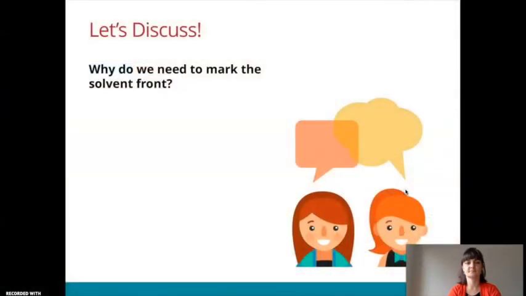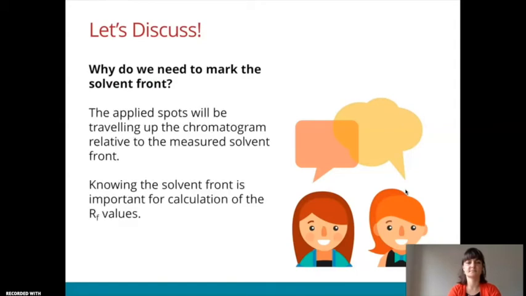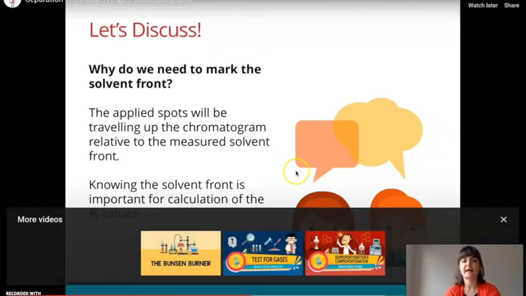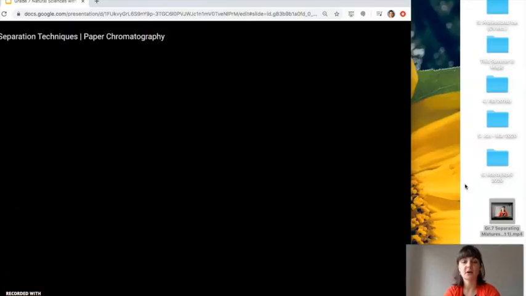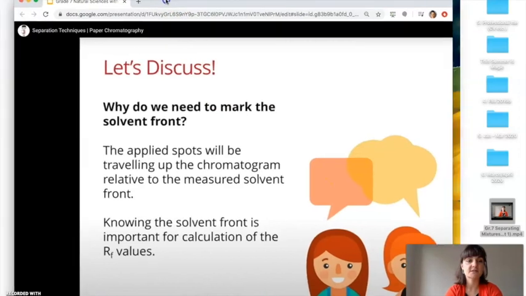Why do you think this step is important? The applied spots will be traveling up the chromatogram relative to the measured solvent front. Knowing the solvent front is important for the calculation of RF values. And that's where we'll stop watching, because you don't have to learn about RF values in grade 7 just yet.